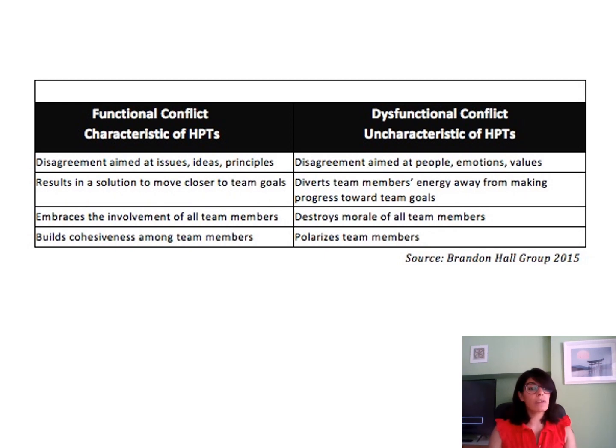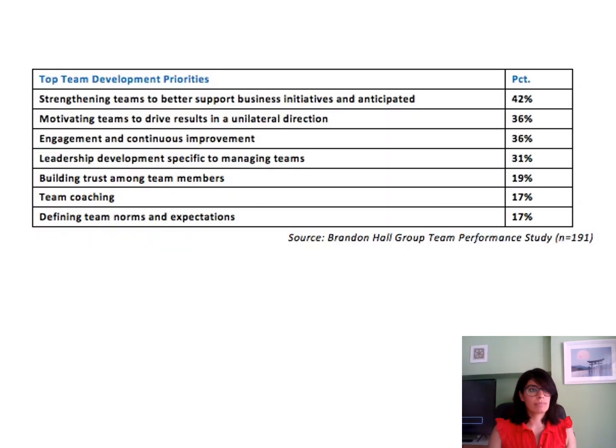But when conflict is functional, it actually embraces the involvement of all the team members. But when it's dysfunctional, it actually destroys morale. And also when conflict is functional, it builds cohesiveness among the team members and actually helps the team spirit, helps the team move forward. But when it's dysfunctional, it polarizes team members, it isolates them, and they no longer form a team.